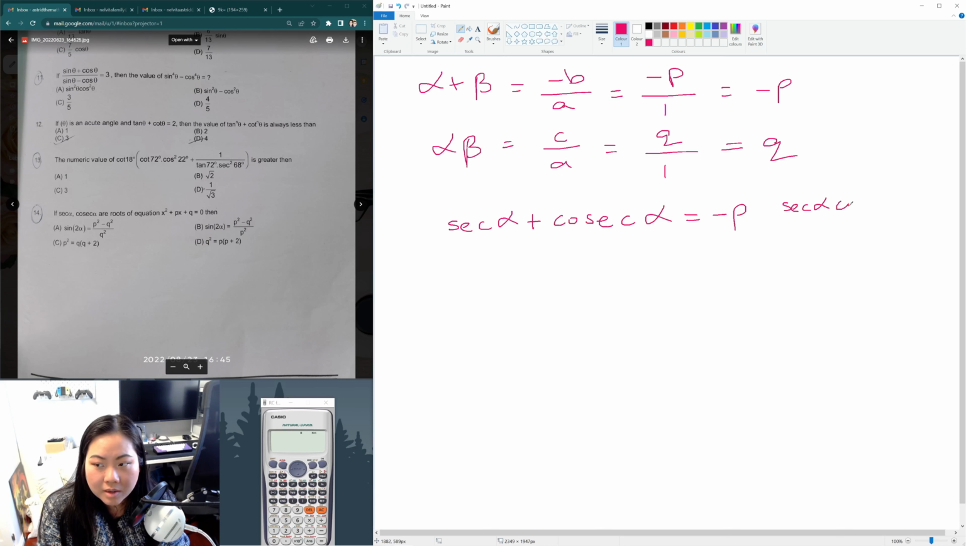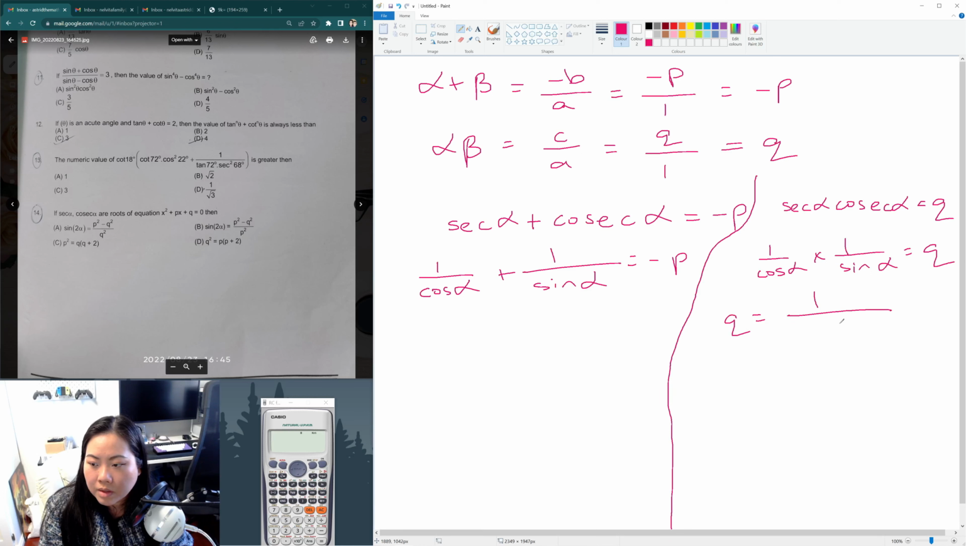I changed all these to become sine and cos because I don't like sec and cosec. So we have 1 on cos alpha plus 1 on sine alpha is equal to negative p. This is 1 on cos alpha times 1 on sine alpha is equal to q. I'm just gonna put a dividing line there. And so q is gonna equal 1 on sine alpha cos alpha.